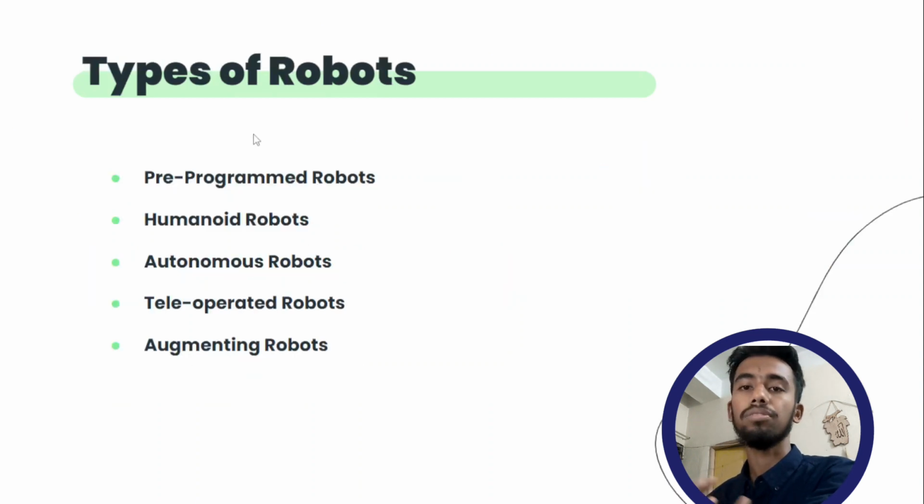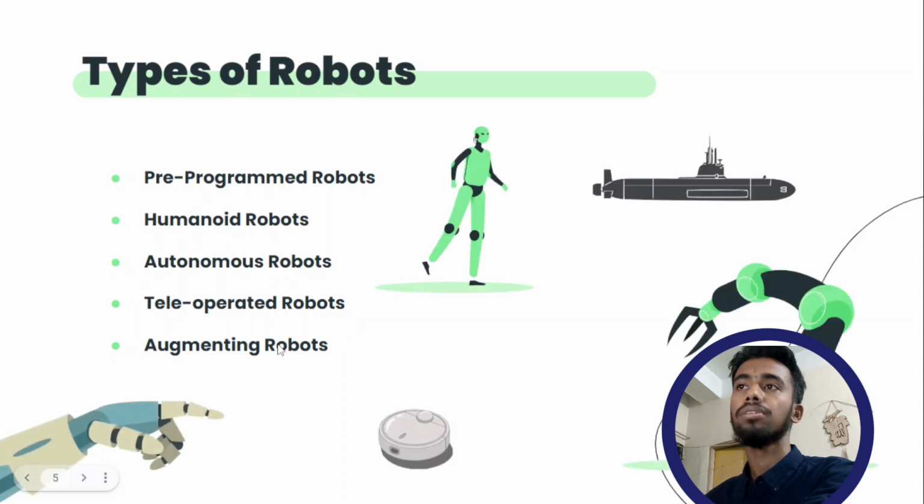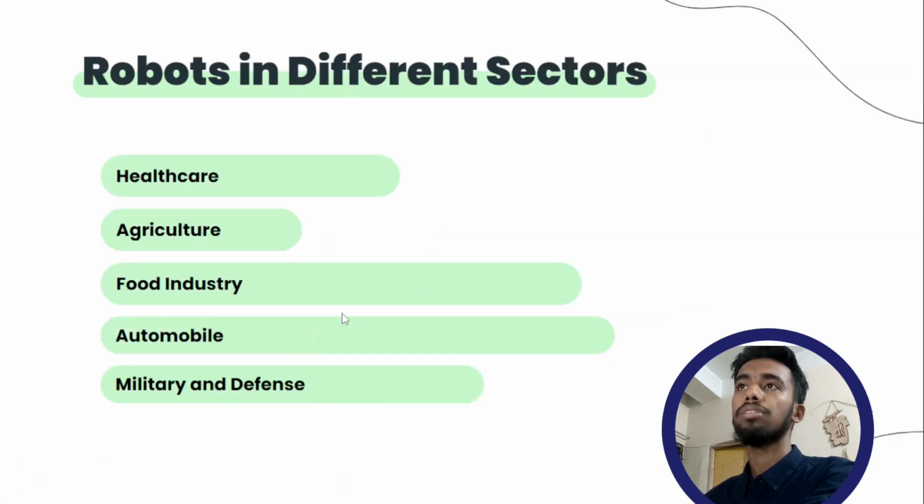And now we will talk about different types of robots. There are different types of robots like pre-programmed robots, humanoid robots, autonomous robots, teleoperated robots, and augmented robots as well. Now we'll see robotics in different sectors. Robotics can be used in the healthcare sector.